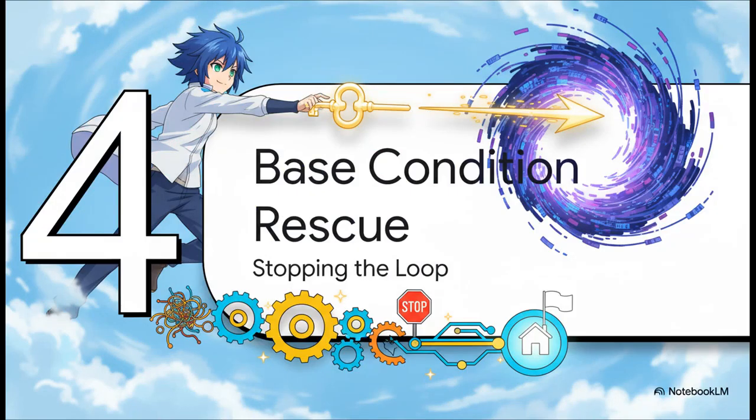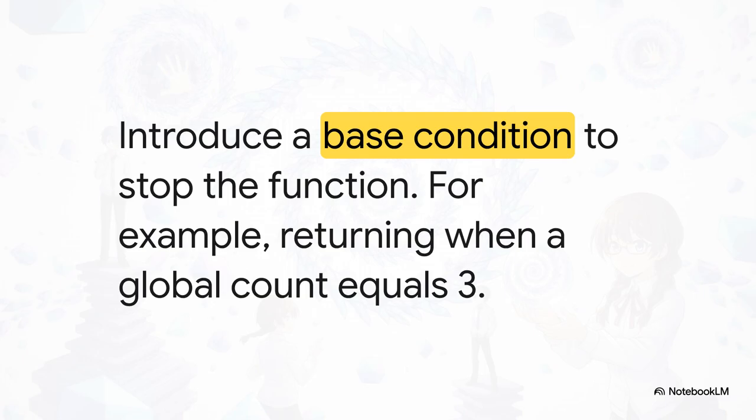All right, part 4, the base condition rescue. How do we pull off that second half of the definition to successfully stop this loop? The answer is the base condition. Think of it as your program's emergency brake. Imagine we have a global variable called count, starting at 0. Right at the top of our function, we drop in an if statement. We're asking, hey, does the count equal 3? If not, we print, bump the count up by 1, and recurse. But if it does equal 3, we hit it with a return. That return is a hard command that says, okay, terminate right now.